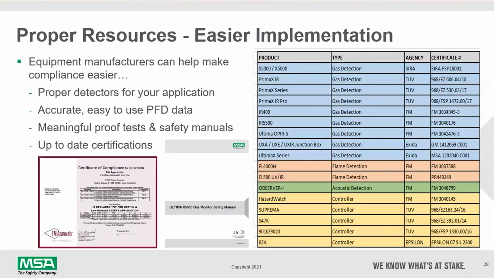And so I just did some screenshots here of basically MSA's fixed gas and flame products, gas detection, flame detectors, acoustic detectors, and our controllers with the different certificates and agencies, and also a shot of our X5000 safety manual and our FM approval to 61508 for our FL500 flame detector.